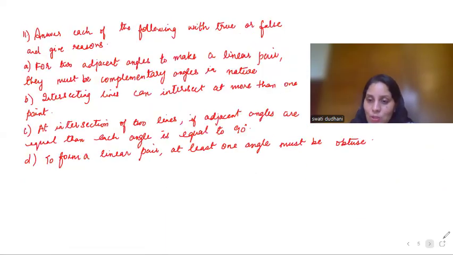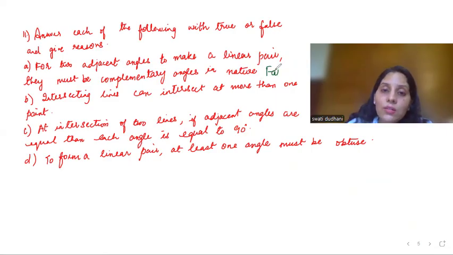So now moving on to the next one, we have some true or false. Let's see. For any two adjacent angles to make a linear pair, they must be complementary angles in nature. What are complementary angles? Complementary angles means the sum of two angles is 90. But linear pair means what? The sum of two angles should be 180 degrees. So this is false.